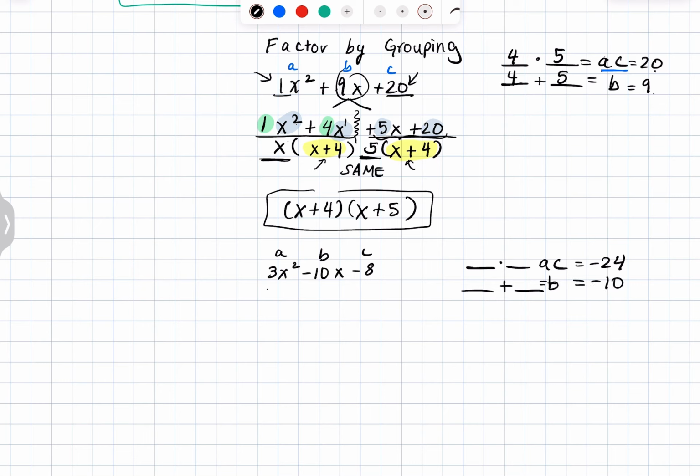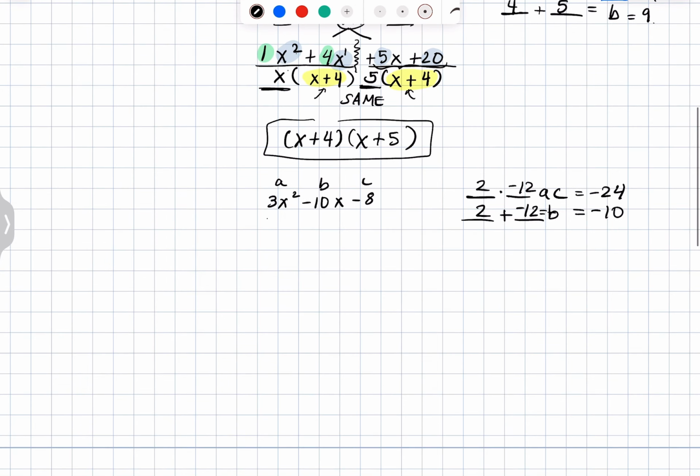So we're trying to find two numbers that multiply out to get negative 24 and add up to negative 10. And those values are going to be 2 and negative 12. So 2 times negative 12, 2 and negative 12. So that's great. So now we have two values.